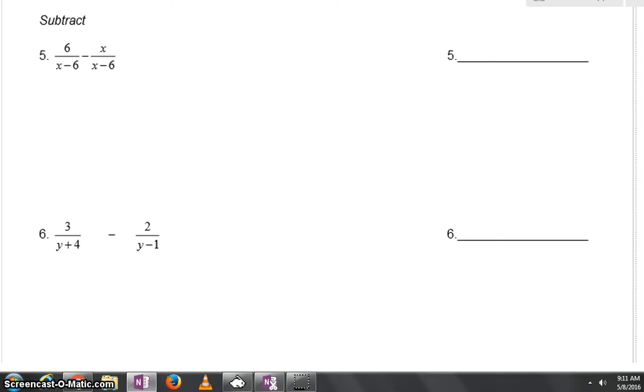Algebra 2, our final unit of the year. Here's our practice test, second page, subtracting and adding rational expressions. For number 5, you've got the same denominator. Wonderful to see that. When you have the same denominator, it's just first term minus the second term.